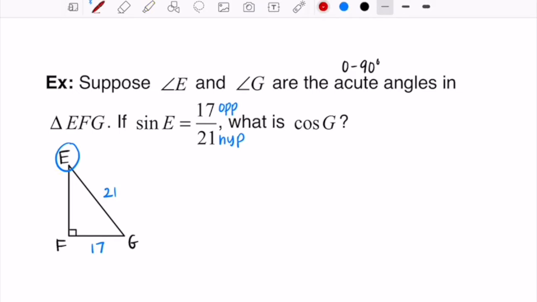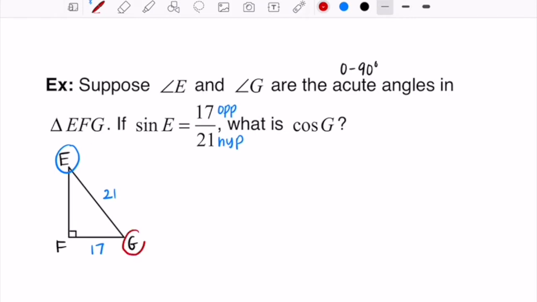The next part of the question asks us to figure out what's the cosine of angle G. So I'm going to do this in a different color. Now angle G becomes your reference angle, which means that the side that is opposite and the side that is adjacent to angle G is different than it was when we did angle E. Let me show you what I mean.